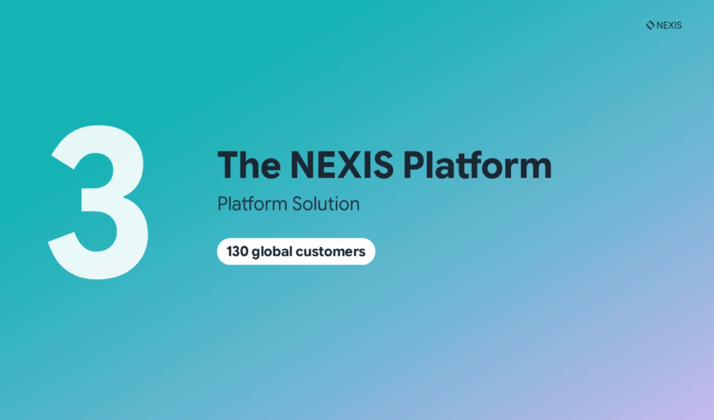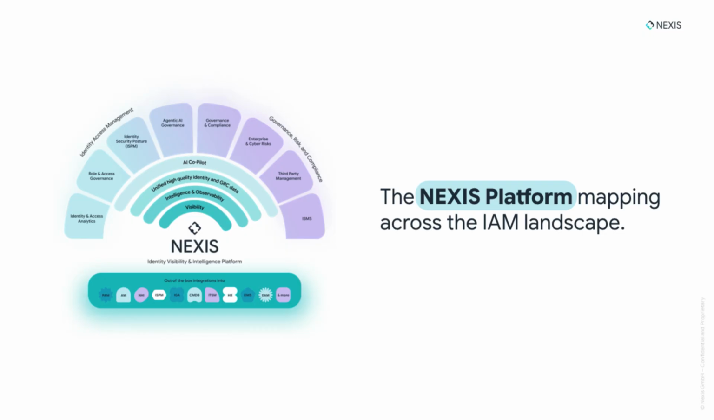Let's look at a real-world example in Section 3, the NEXIS Platform solution. Crucially, a platform like NEXIS doesn't force you to go in and rip out or replace your existing infrastructure. Nobody wants to do that. Instead, it seamlessly wraps around your current IGA, PAM, and access management systems. It basically acts as an intelligence umbrella, pulling high-quality data from all those disparate tools and layering AI-driven intelligence right on top. And that covers both human and non-human identities, by the way.